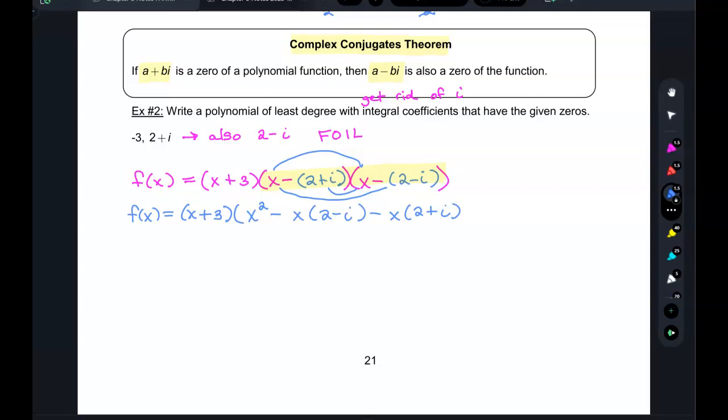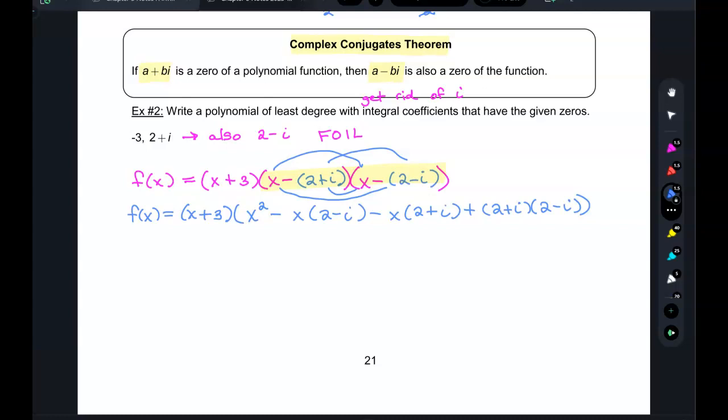All right, now let's do the inside, and let's multiply the last. -1, so it's going to be plus, right? Because you have a negative times a negative. And we have 2 plus i times 2 minus i. I just set up the FOIL.